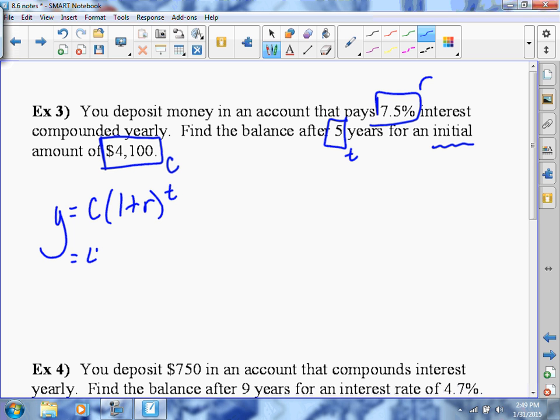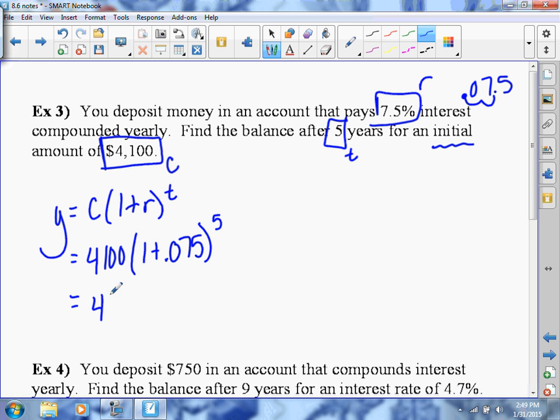So we're going to start with our $4,100. I'm going to rewrite my rate as a percent. So that 0.75, or I'm sorry, 7.5, I have to move the decimal back 2 places. So it's really going to be 0.075. Sometimes students forget that 0 in there. And then it's for 5 years.